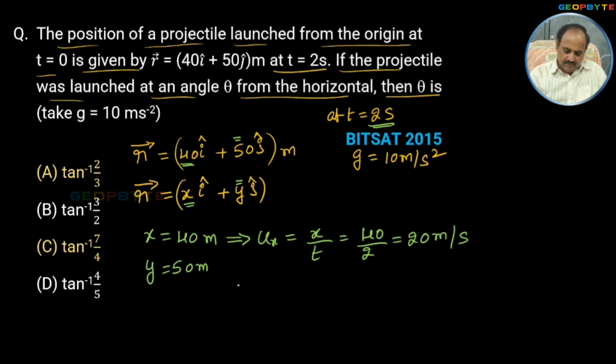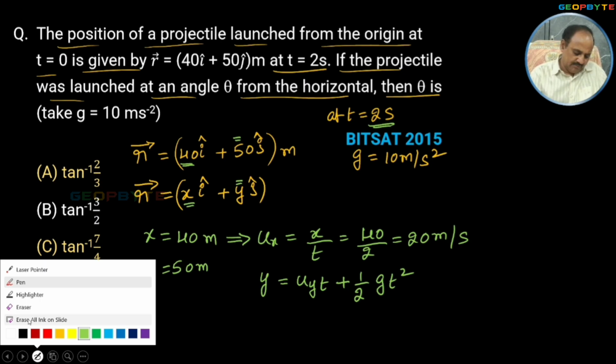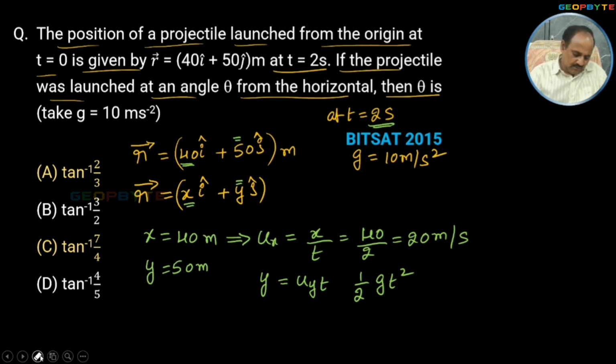Similarly, the y component of velocity is affected by gravity. The horizontal component of velocity remains the same in projectile motion, but the vertical component of velocity is affected by gravity. The vertical distance equals uy t plus half gt square. Actually, it is minus half gt square.